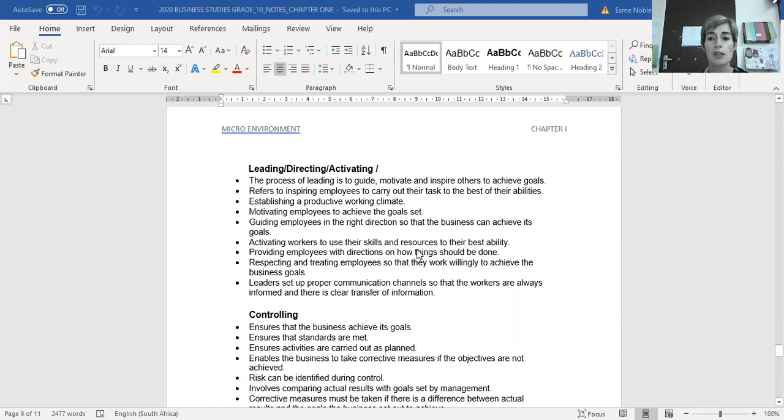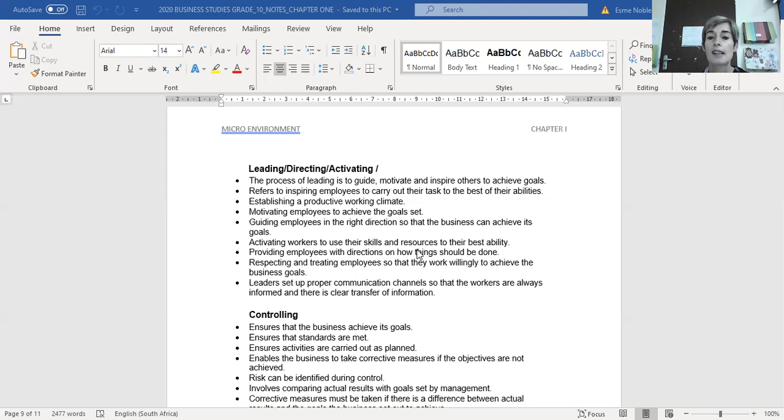Now the next task is on page 10. Leading, directing, activating. The process of leading is to guide, motivate and inspire others to achieve the goals. It refers to inspiring employees to carry out their tasks to the best of their abilities. Establishing a productive working climate. Motivating employees to achieve the goals set.